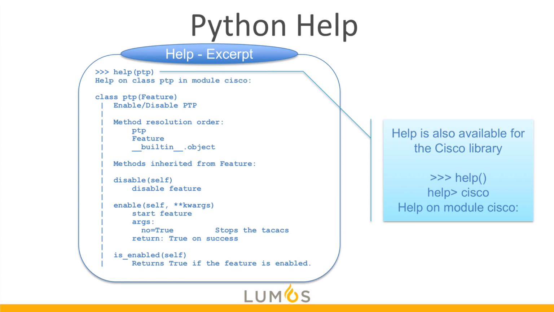There's also help in Python on-box NXOS, so I can type help and then parentheses, and then whatever class or NXOS command type class I want to call. For instance, this class PTP, it will show you, you can use it to enable or disable Precision Time Protocol, what the built-in features are, the inherited methods, and how these work. And of course, you need to know a little bit about Python to use that, but the idea is that you can get help on any class.